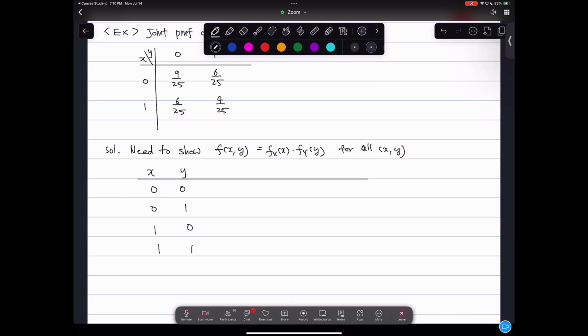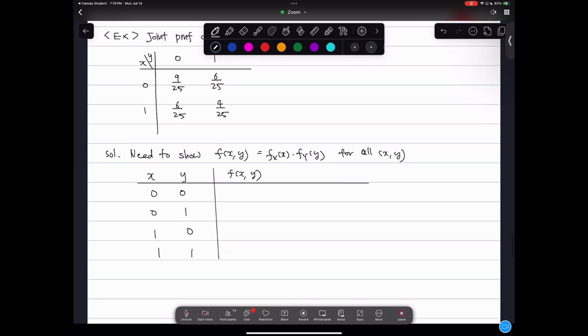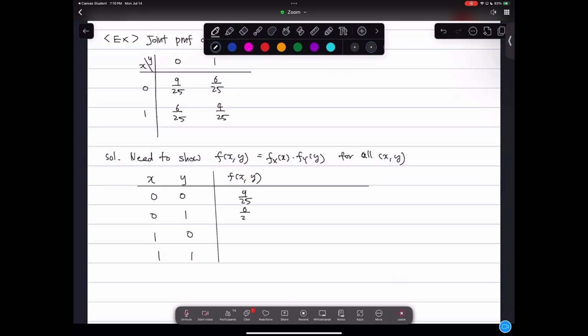So what do I have to compare? I have to compare f of x,y, the joint, which is given: 0, 0 is 9 over 25, 0, 1 is 6 over 25, then 1, 0 is 6 over 25, and 1, 1 is 4 over 25. So that's the joint that's given. What I have to check is f of x times f of y, the marginals. So let's get the marginals. We practiced a minute ago.